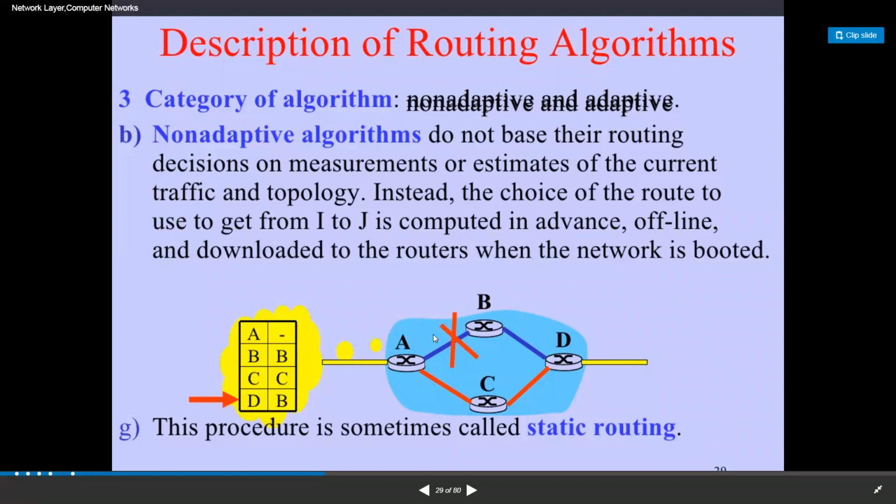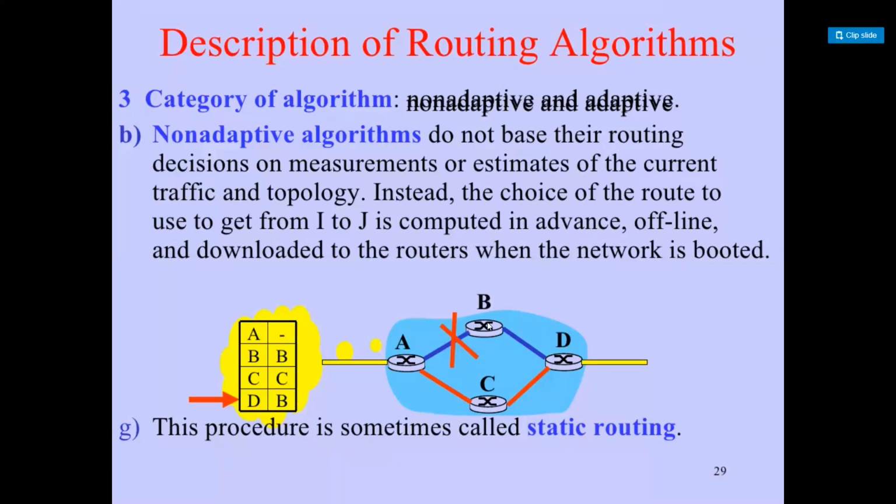So this is a static route. It must be decided well in advance. To reach D from A, we must pass through B. It does not change any route. It does not bother about traffic, and it doesn't bother about topology. This procedure is called the static routing algorithm. We have algorithms for both static routing and dynamic routing. This is called non-adaptive algorithms or static routing algorithms.